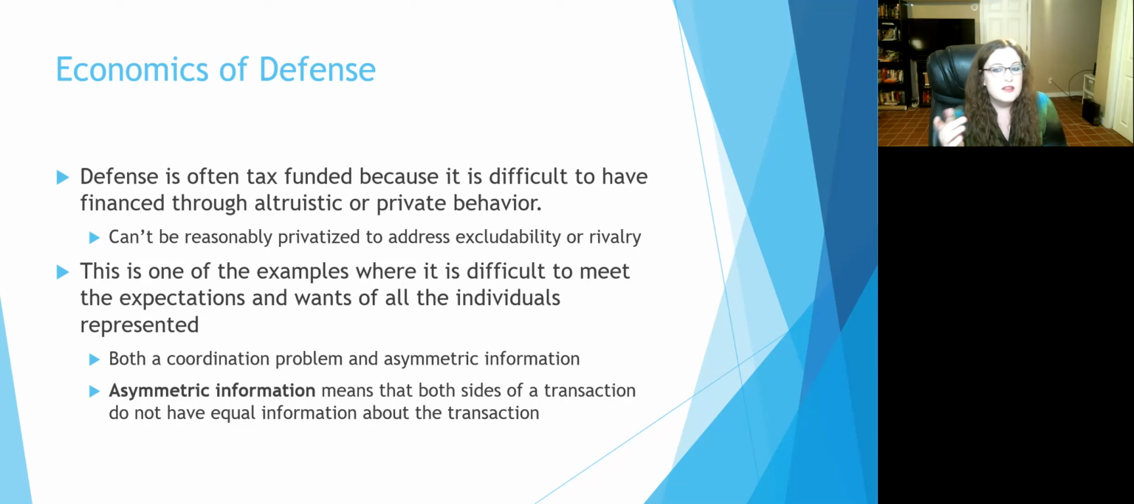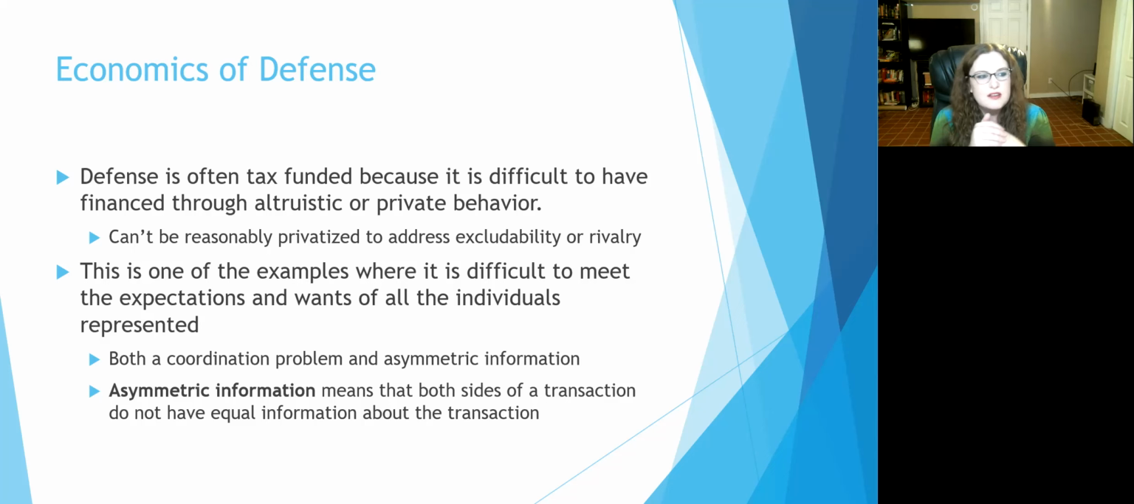Now, this is one of the examples where it's very difficult to meet the expectations and wants of all the individuals represented, right? Because there's 340 million people in the United States, and they all have extremely different opinions on economic security because there are so many different facets of it. So this creates a coordination problem where it's very difficult to rationalize and implement a program that's in the best interest of every single person.